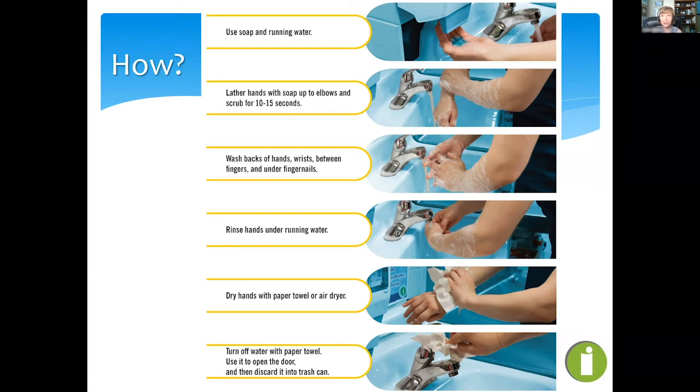Again, if you had chicken goo on your hand and you turn the faucet on with chicken goo, then you're touching the handle that has chicken goo on it and everybody else's germs who have touched that handle before you.